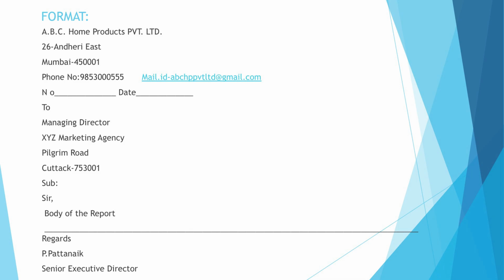So this may not be visible to you, I am showing you the format of a report. Here you have your own address, that is ABC Home Products Private Limited, 26 Andheri East, Mumbai 450001. Suppose you are writing the report, that is your own address. Then below that I have given the phone number, and near the phone number, though it is not visible, if you look very intently you can find an email ID. Then below that I have given the number and the date, and below that I have written the address of the person to whom this report is to be submitted.